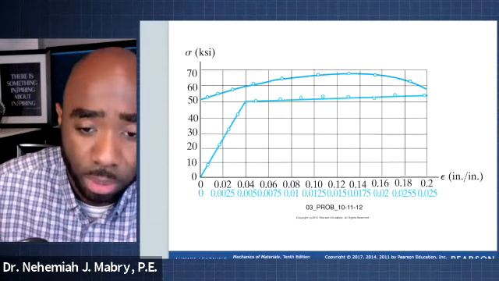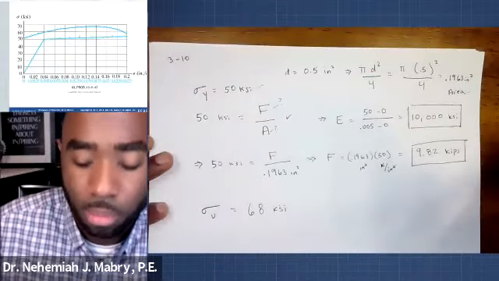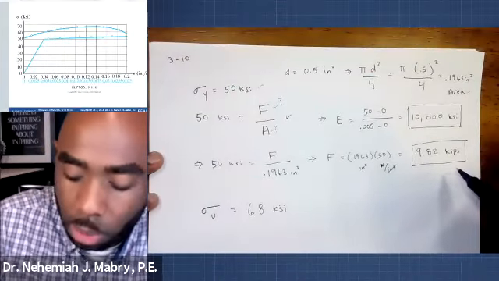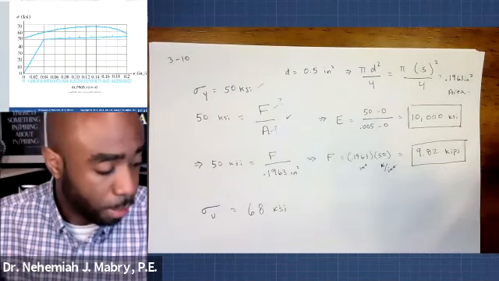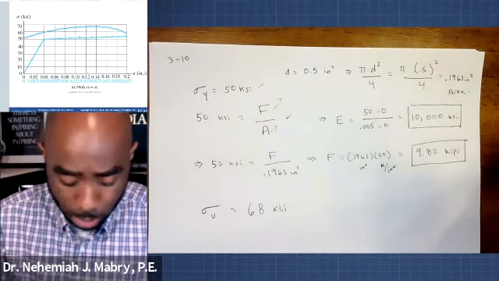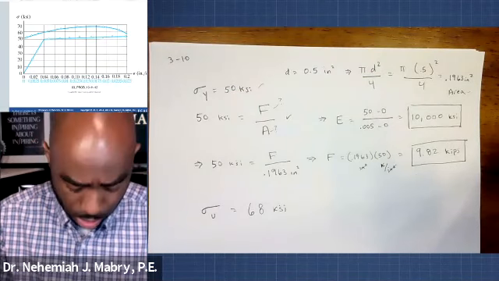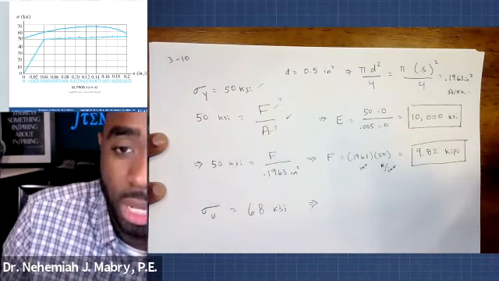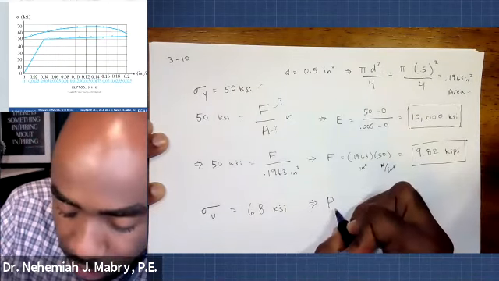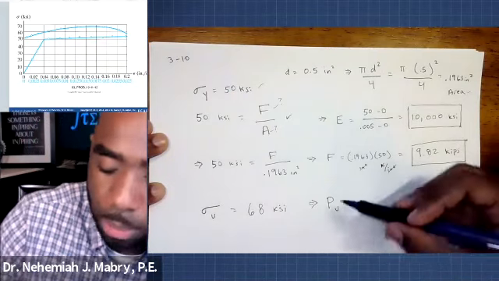KSI is our ultimate stress. So we're going to do the exact same thing we did when we found the yielding load. We're going to find the ultimate load by multiplying it by area. One way that people denote ultimate load is by using P sub U.